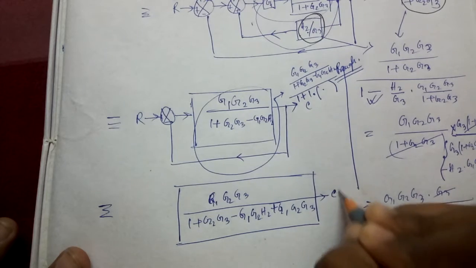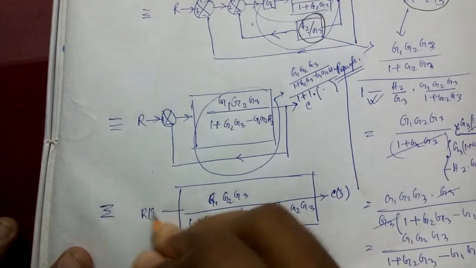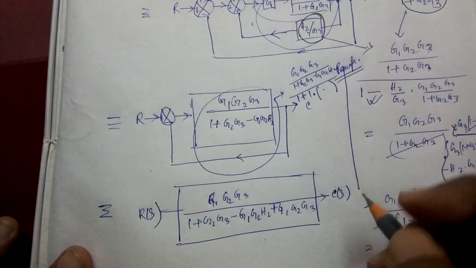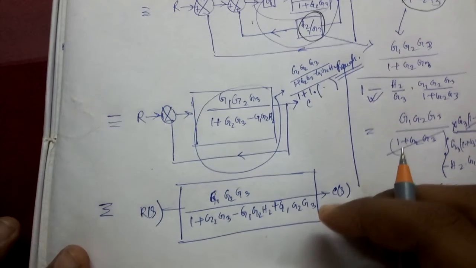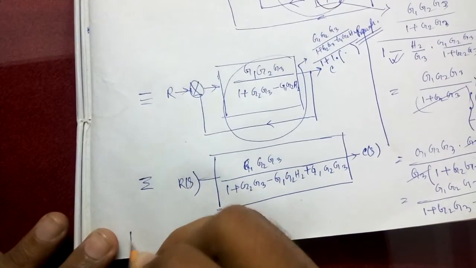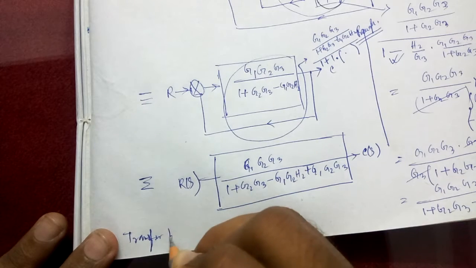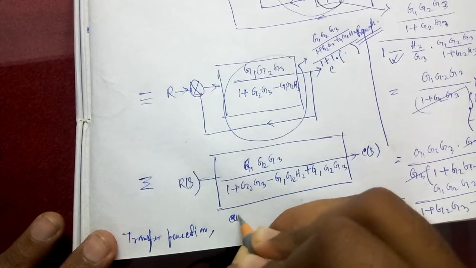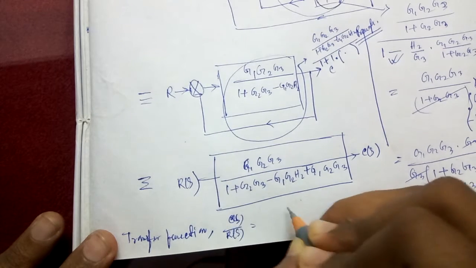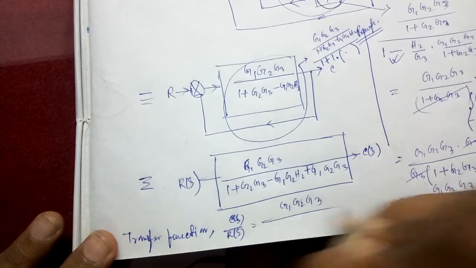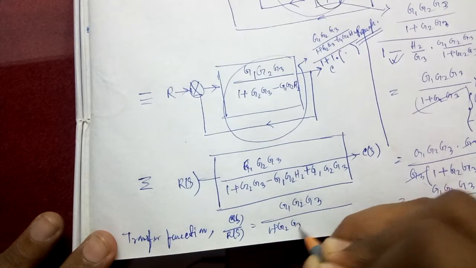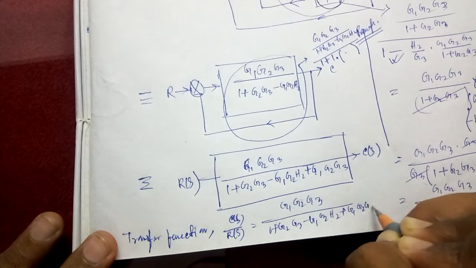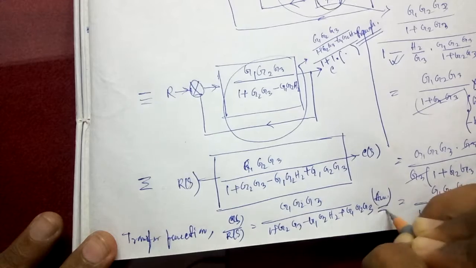So now there will be the output and here will be the input, means the transfer function of the system will be C(s) by R(s) is equal to G1 G2 G3, this same portion. And this will be the answer.